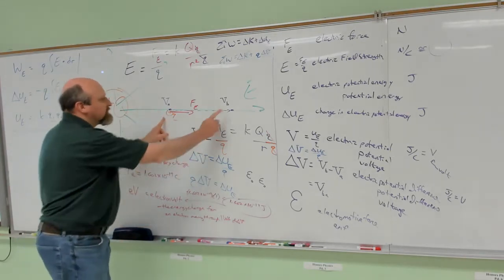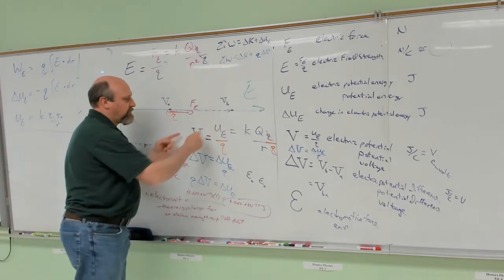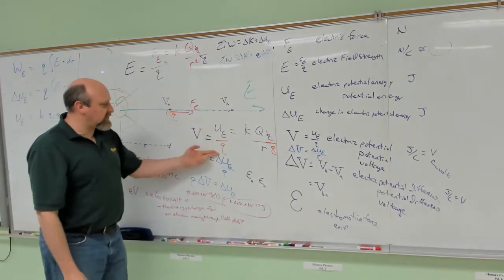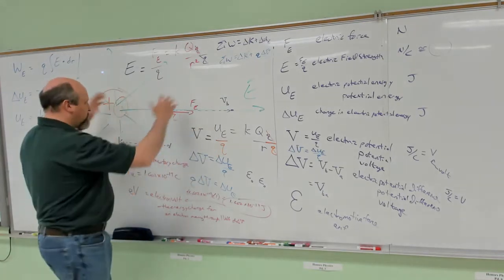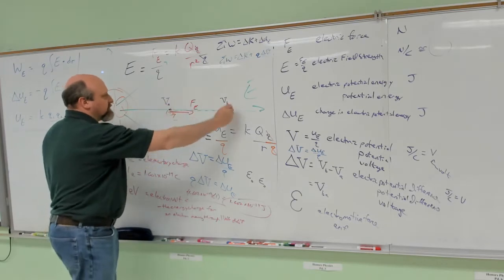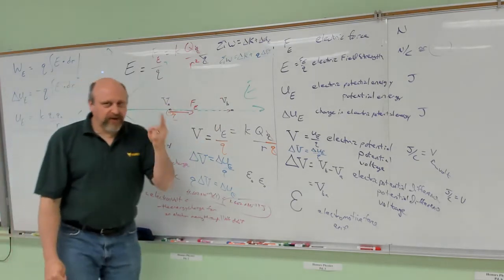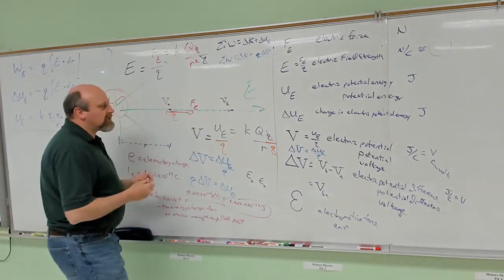If I talk about two different locations, we could talk about the delta V from here to here, the change in electric potential. That would just be the change in potential energy per Coulomb of charge that we move from there to there. How much our potential energy in our system would change for every Coulomb that we shift over. So what I neglected to point out was two things I can do with this.